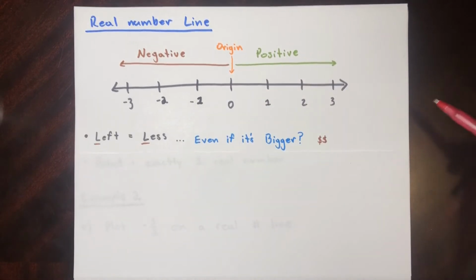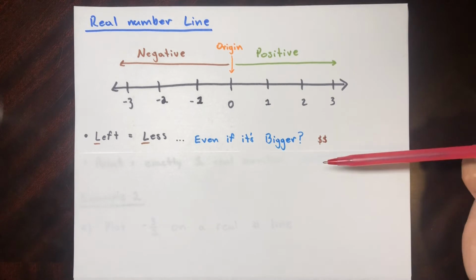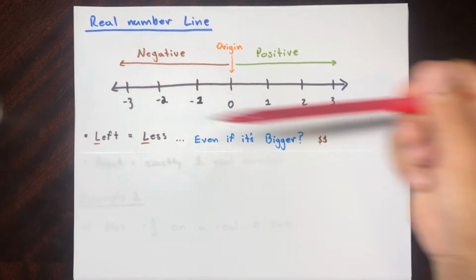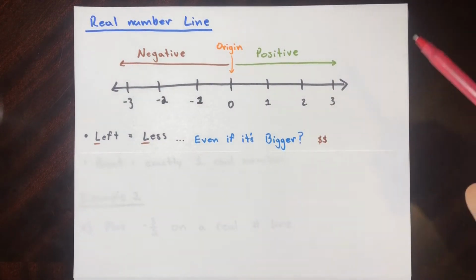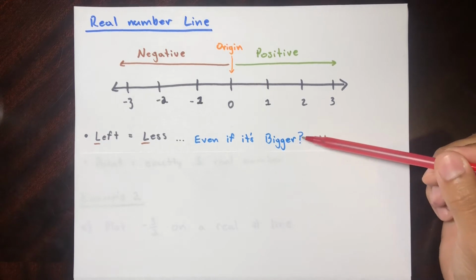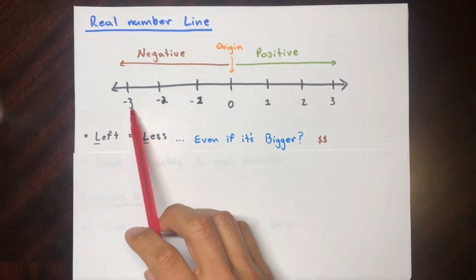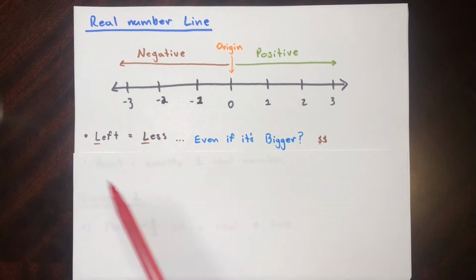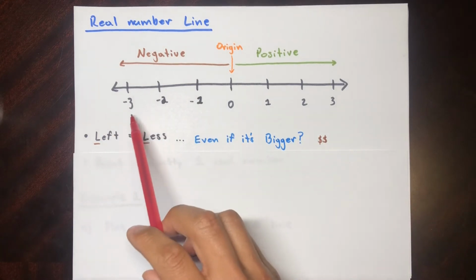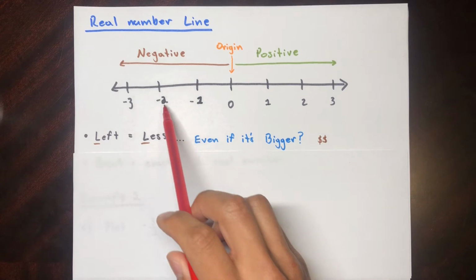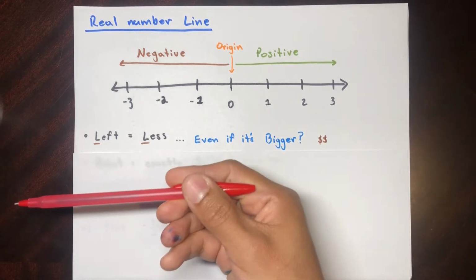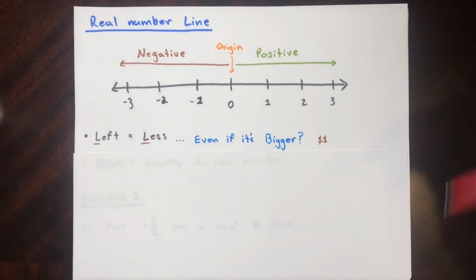A couple things to remember. Left means less, okay? The more left something is, the less it is, okay? Even if the number itself is bigger. So for example, -3, technically the number 3 is bigger than the number 2, but -3 is gonna be less than -2 because it's more left than -2, okay? So this sometimes gets people a little bit mixed up.